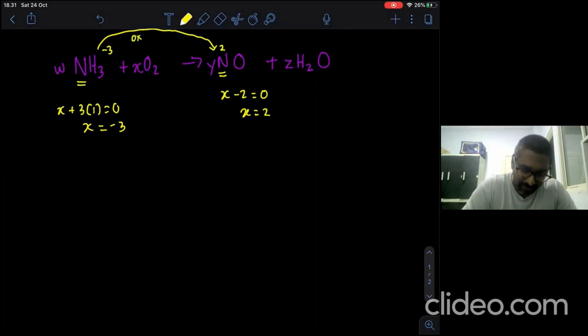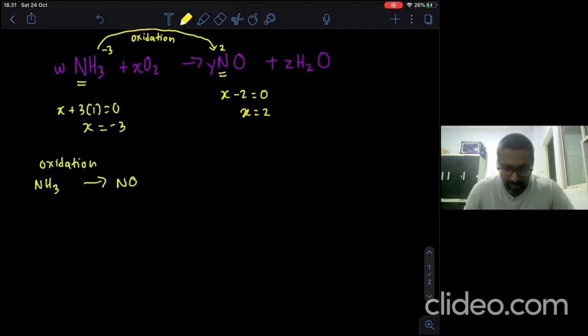So it's going to be oxidation. I have identified that it is oxidation, so I'll write down the oxidation. This is going to be the equation involving oxidation. So ammonia is going to give me NO. And then I will identify the reduction.